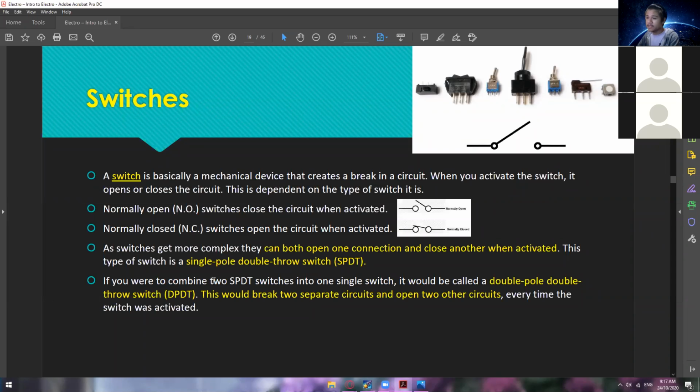So if you were to combine two SPDT switches into one single switch, it would be called double pole. So for single, we call it single pole, but for the other one, we call it double pole double throw switch, DPDT. This would break two separate circuits and open two other circuits, or vice versa.